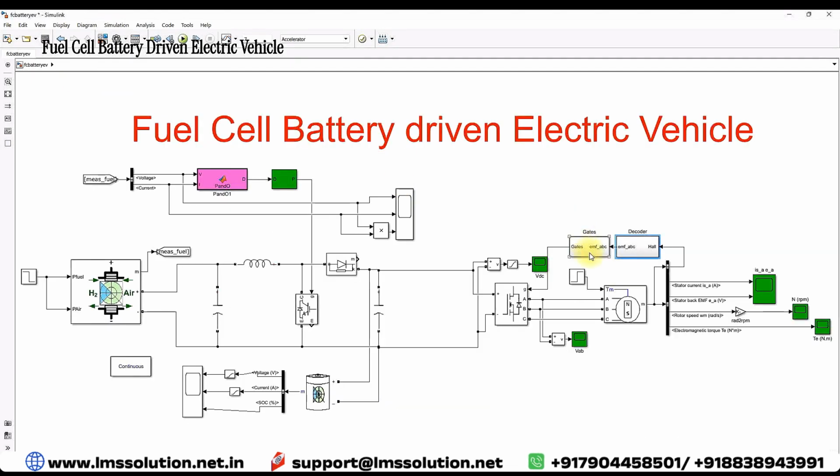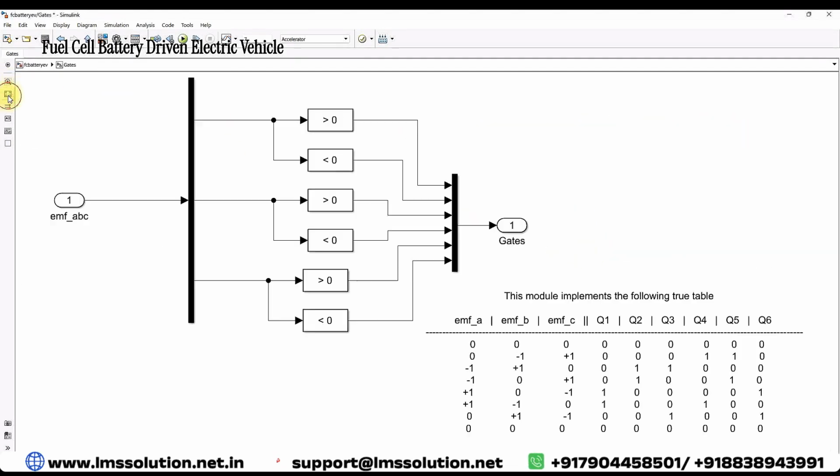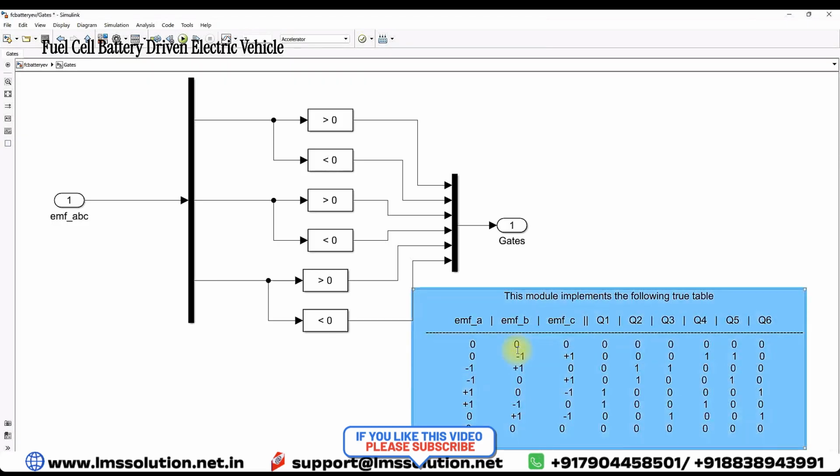After generating the back EMF, next you need to generate the control pulses, or switching pulses, for the electronic commutator or voltage source inverter. This is the truth table for generating the switching signals for the voltage source inverter based upon the back EMF.